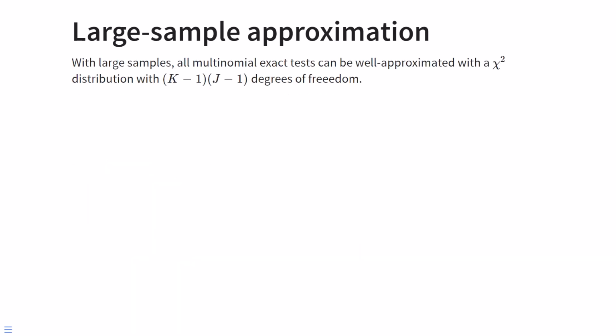And here's the good news. With large samples, all multinomial exact tests, including binomial exact tests, because the binomial is a special case of the multinomial, can be well approximated with a chi-square distribution with (k minus 1) times (j minus 1) degrees of freedom, where k is the number of samples and j is the number of response categories.